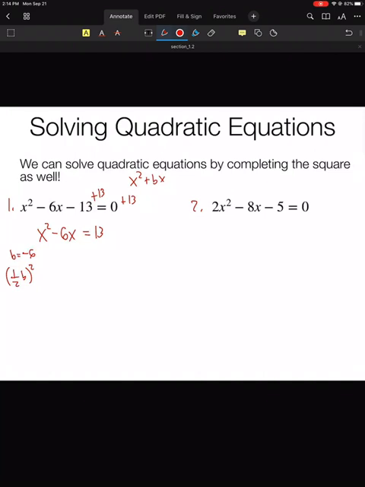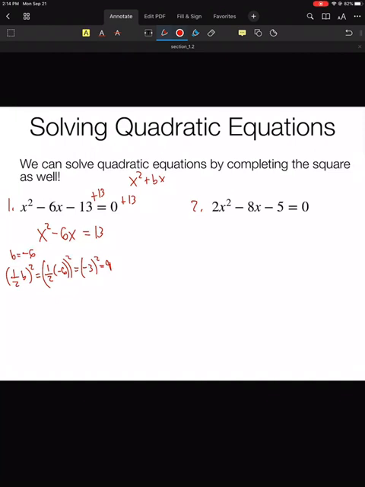1/2 of negative 6 is negative 3. Okay, so 1/2 of negative 6, squared, is negative 3 squared, and that's 9. Okay, so that's 1/2 b squared.